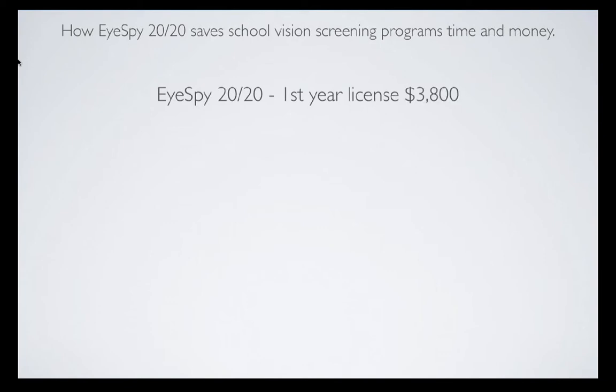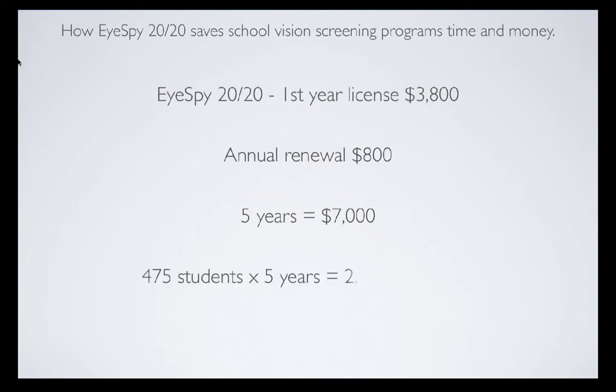So the EyeSpy 2020 program costs $3,800 the first year and annually $800 thereafter. So if you looked at the cost over, say, 5 years, it would cost $7,000. You screen every student each one of those years. The cost is less than a school lunch.